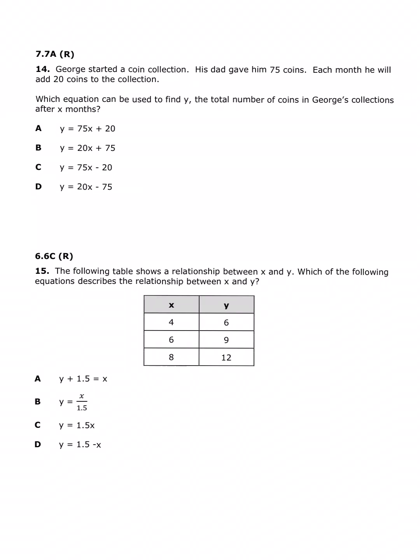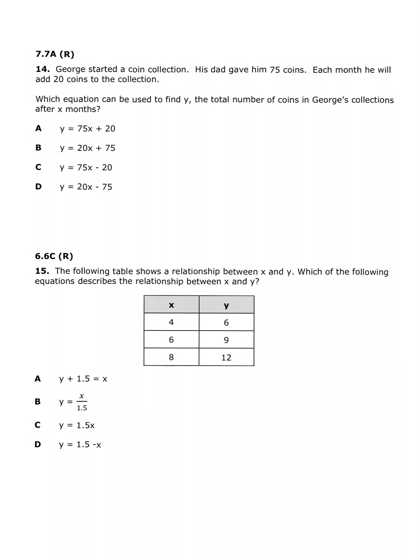Number 14. George started a coin collection. His dad gave him 75 coins. Each month he will add 20 coins to the collection. Which equation can be used to find y, the total number of coins in George's collection after x months? A, y equals 75x plus 20. B, y equals 20x plus 75. C, y equals 75x minus 20. D, y equals 20x minus 75.